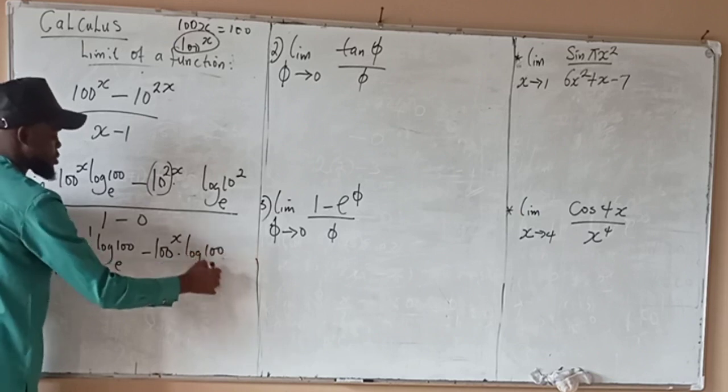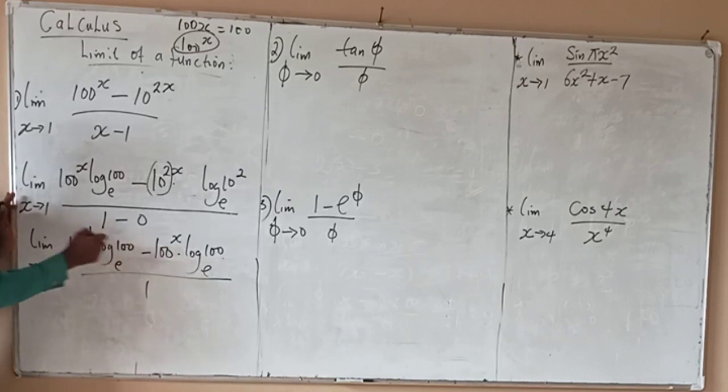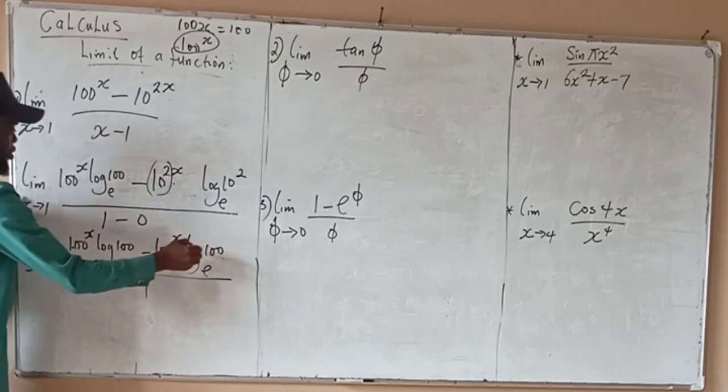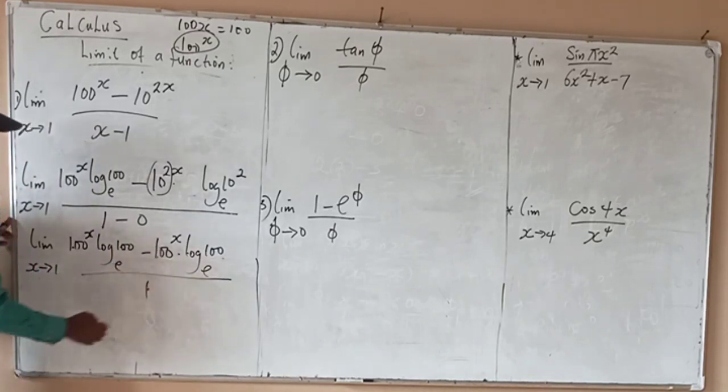We have 100 over 1. So this minus this is 0. Look at it, this minus this is 0. So that is 100 log 100. 100 to the power x log 100 minus 100 to the power x log 100 was 0. You have 0 over 0, so that will give us 0.